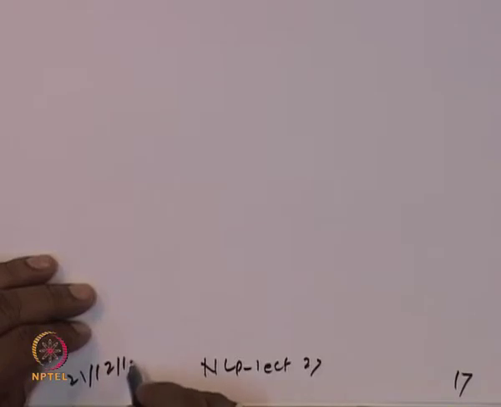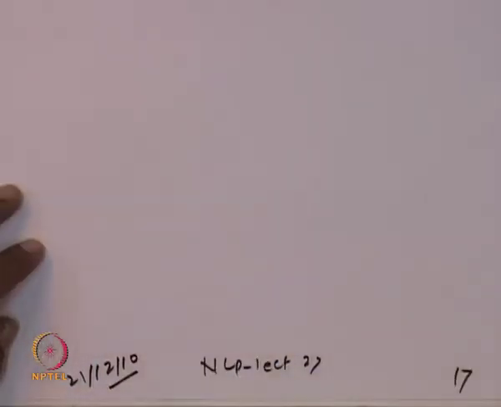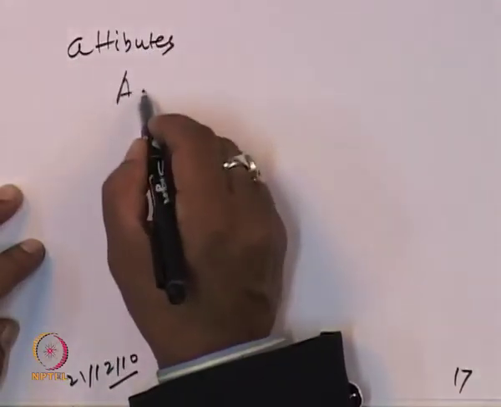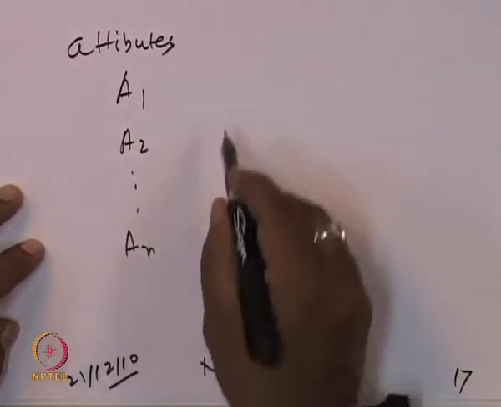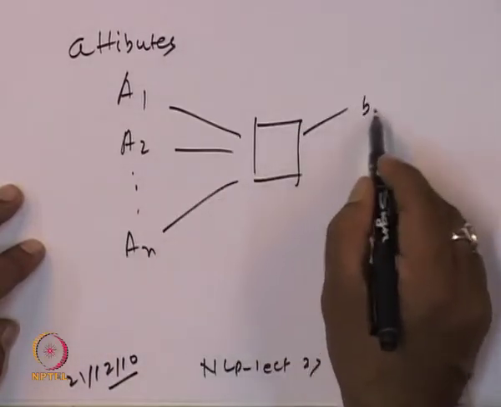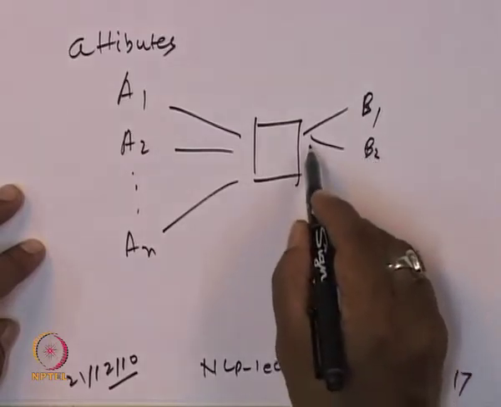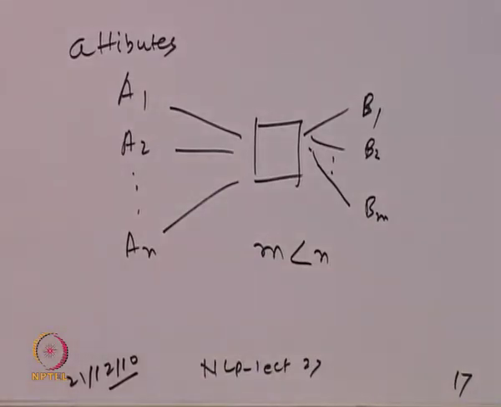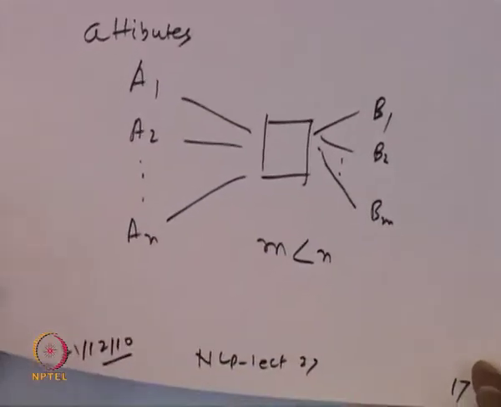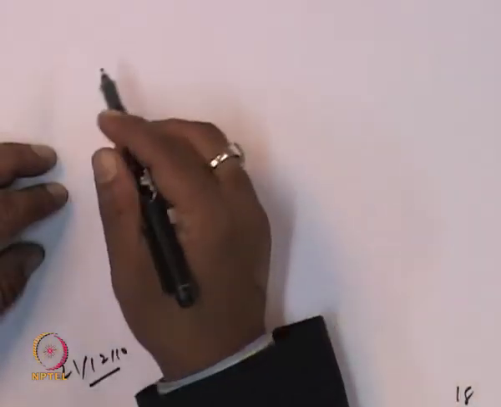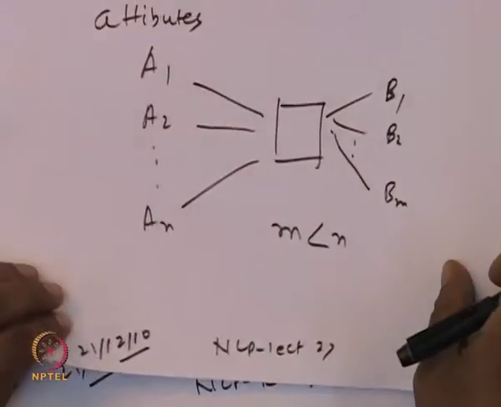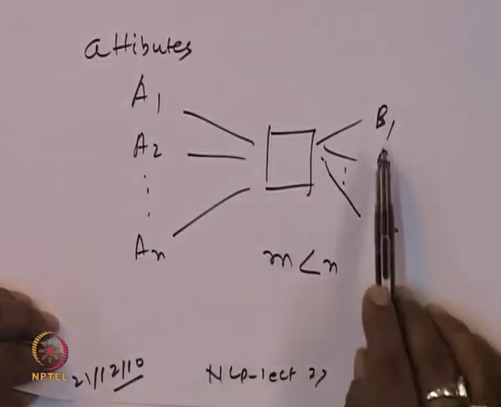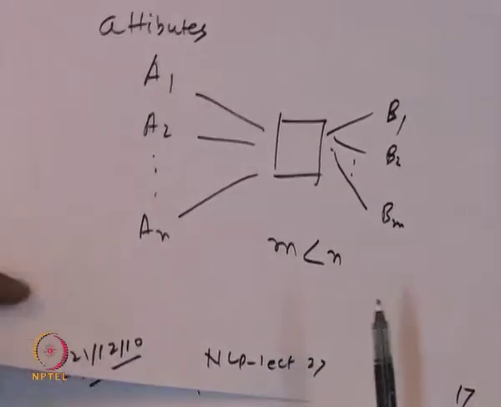Now, what did we understand from our discussion? That the attributes A1, A2 up to An give rise to B1, B2 up to Bm, m less than n. This is the picture for dimensionality reduction: from the set of attributes A1, A2 up to An, we go to B1, B2 up to Bm, m less than n.